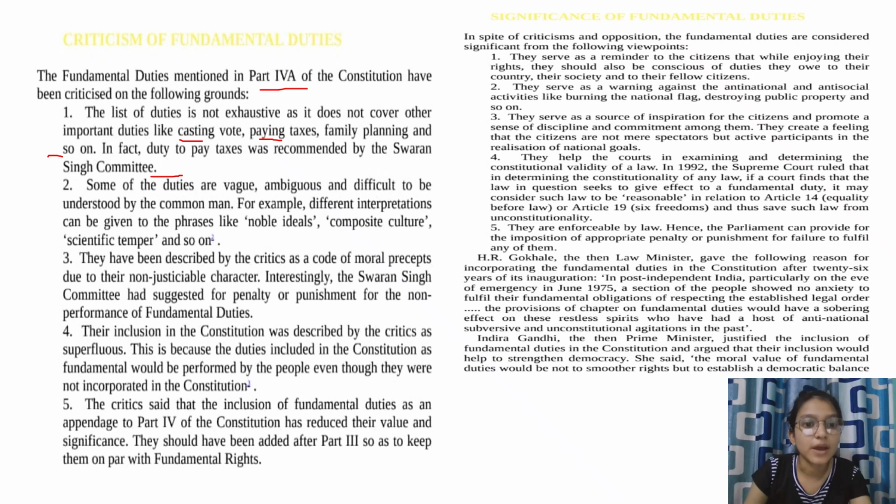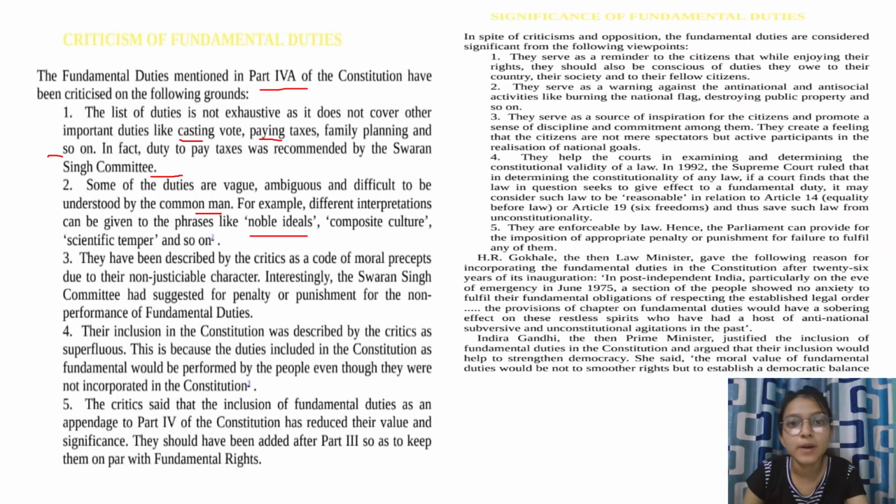Some of the duties are vague, ambiguous, and difficult to be understood by the common man. As I said, some of the sentences are given in such a manner that it is not possible for common people to understand. It feels like Shakespeare himself has noted down the fundamental duty, and it is not possible for any normal person to understand it in the first read itself. For example, different interpretations can be given to the phrase like noble ideals. What does noble ideals mean?